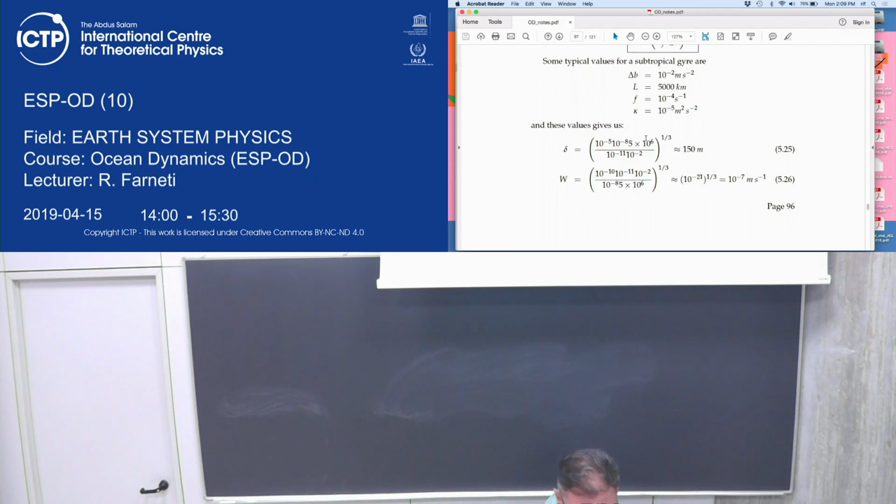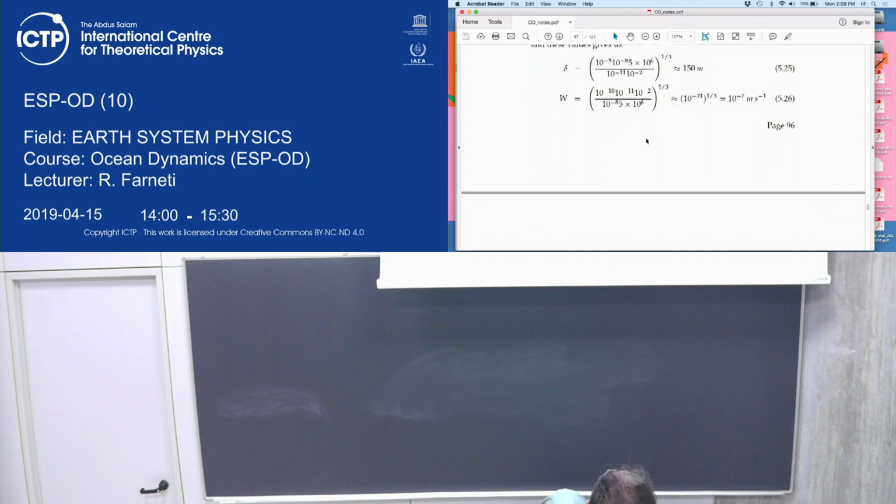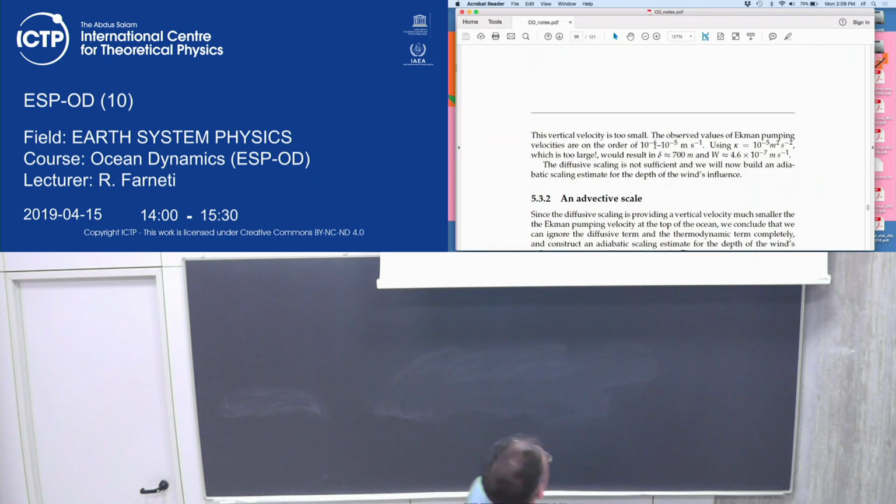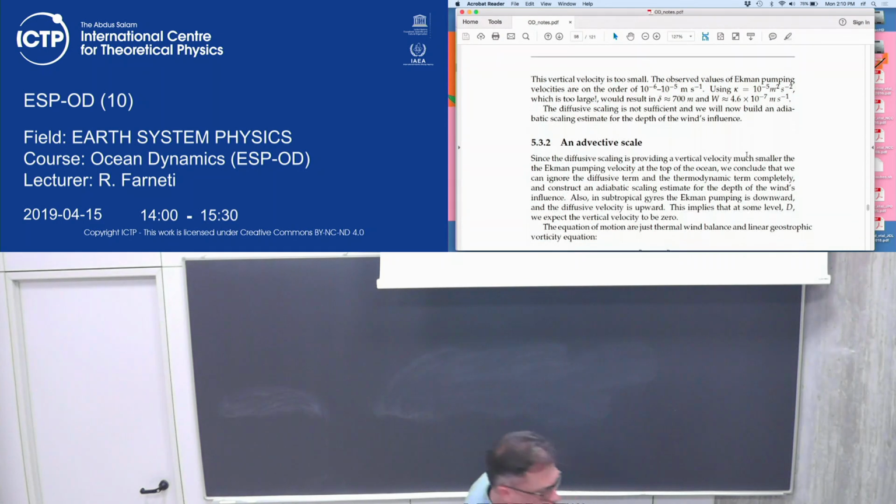This is now the Ekman vertical velocity, the Ekman pumping, and that's far too small. The observations show that the Ekman velocity is 10 to the minus 6, 10 to the minus 5. If you instead use kappa of 10 to the minus 5, which is too large, that gives you a delta of 700 meters, which is more like observations, but the vertical velocity is still too weak. So diffusion is not enough to explain the observed values, and so we derived an advective scale.